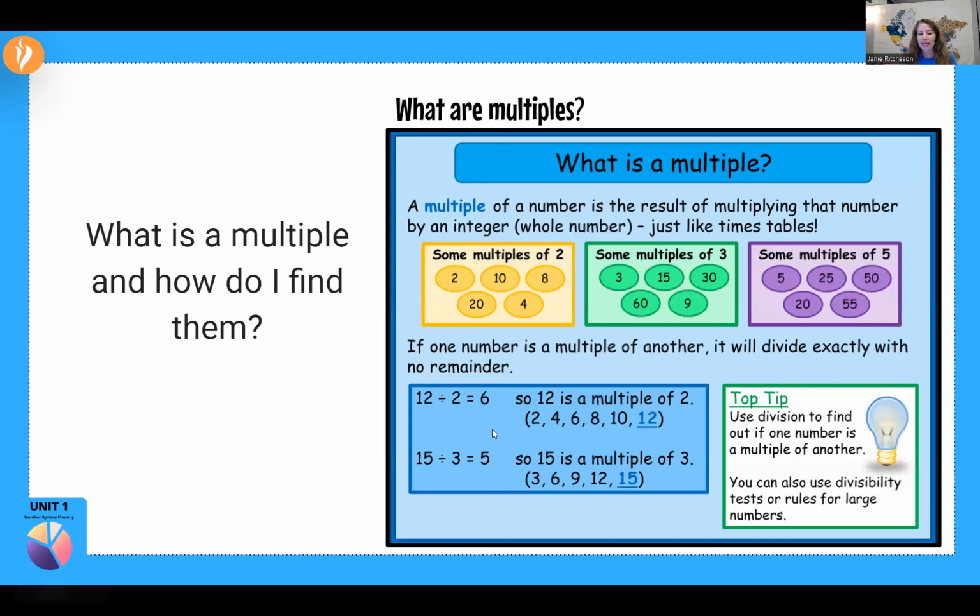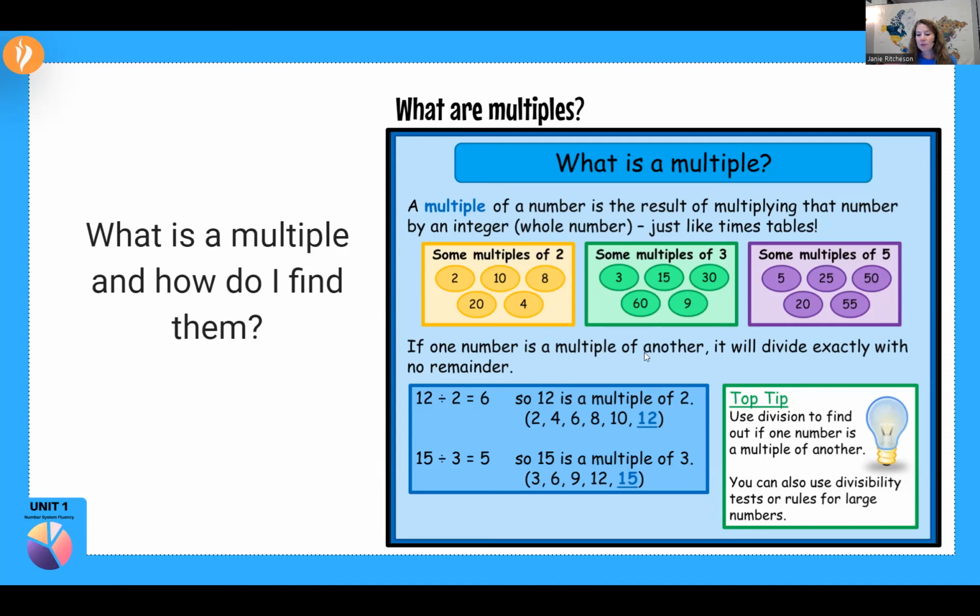So what I mean by that is some multiples of 2 are 2, 4, 6, 8, 10, 12, 14, 16, 18, and so on and so forth, right? So we can multiply the number 2 by every number we could think of and create a multiple. Some of the multiples of 3 are 3, 6, 9, 12, 15, 18, 30, 60. Those are multiples of 3. Multiples of 5 all end in either 0 or 5.